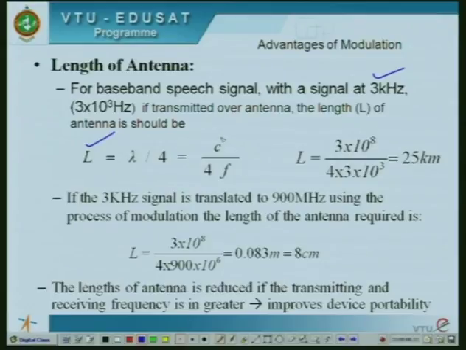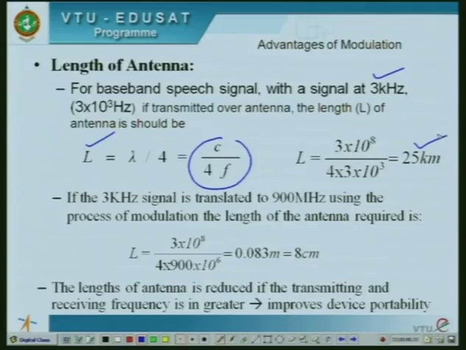Now let us see what this formula tells us. If you take length equal to c by 4f, and you are trying to transmit a frequency of 3 kilohertz directly without modulating, the length of the antenna should be 25 kilometers. Can we imagine having a mobile phone, transmitting your speech signal, with an antenna around 25 kilometers long? It is highly impossible to have such a large antenna attached to mobile phones.